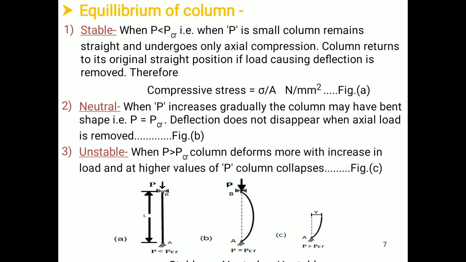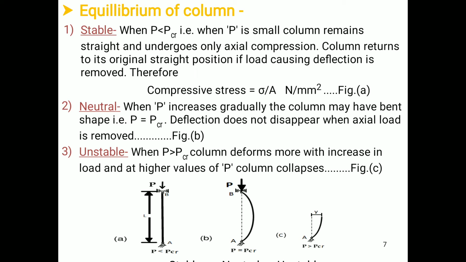The second equilibrium condition is neutral equilibrium. When we go on increasing the load P gradually, the column may take a bent shape. In that case the value of axial load becomes the critical load. The value of P becomes P critical. And as soon as we remove the load the deflection does not disappear. This is the condition of neutral equilibrium.